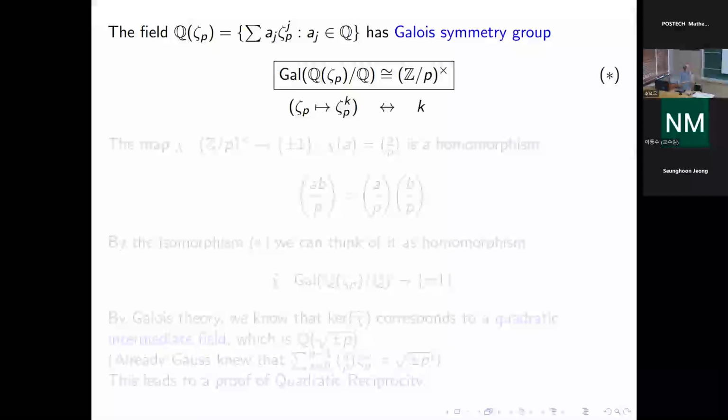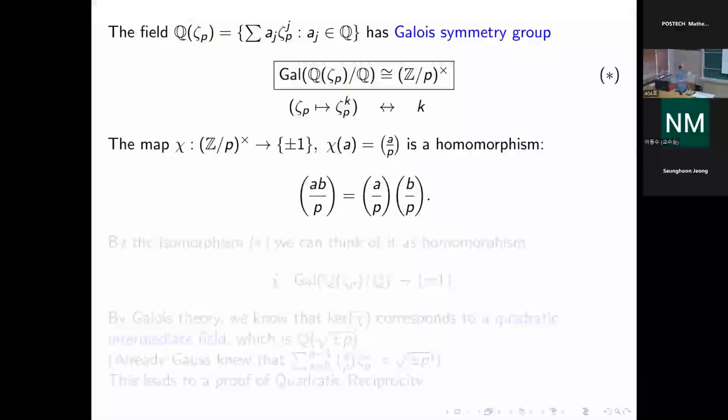And correspondingly, for any expression in that field, once you send zeta p somewhere, you know where every other element goes, because the operation has to be compatible with addition and multiplication. So this isomorphism gives you the classification of all the symmetries of this field of pth roots of unity. And now let's look at the problem of squares modulo p.